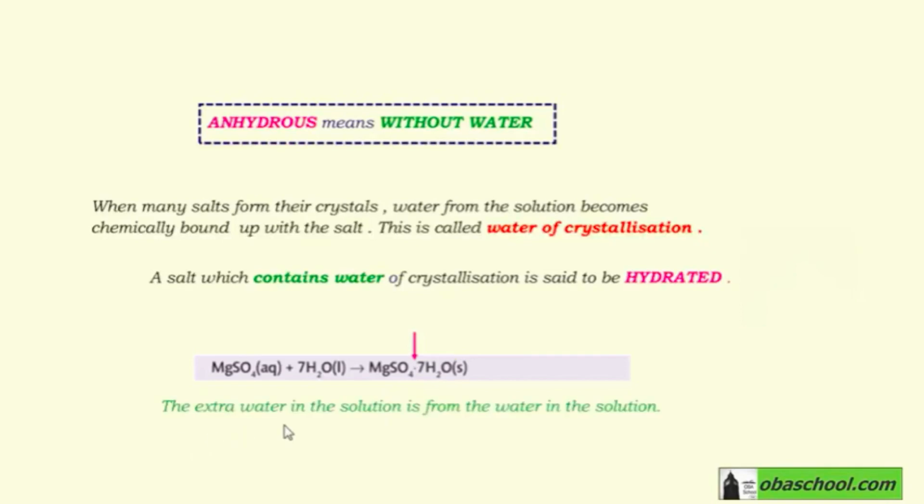The extra water in the formula is from the water in the solution. These are the extra water. They come from the main solution.